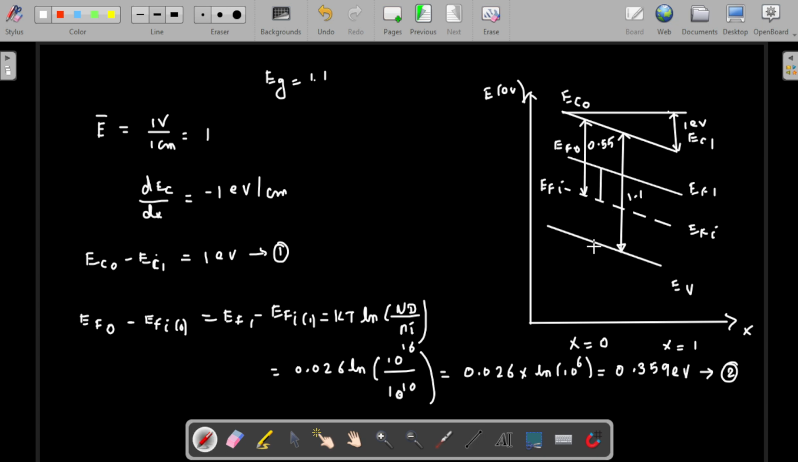Okay, so this distance we have calculated, which is equal to 0.359. So we know the total distance and we know this distance. So now we can find out this distance, right? This distance can be clearly found out, the distance between the EC1 and EF1. So this one we can find out.